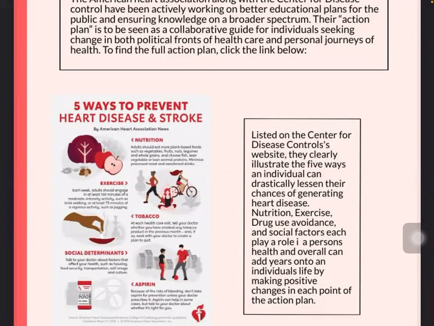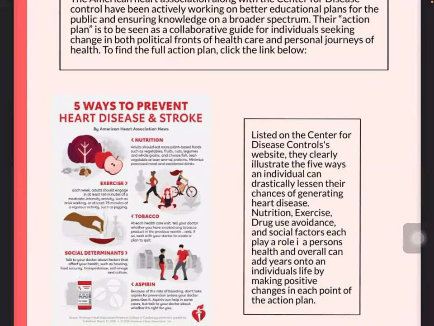The first one is nutrition, which states that adults should avoid processed meat and sweetened drinks and should eat more plant-based foods and lower fat meats. Exercising is the next important step and says adults should get up to 4 hours of a mixture of moderately intense and vigorous activities. When visiting your doctor, you should discuss any use of tobacco in the last month and also discuss any plans for quitting.